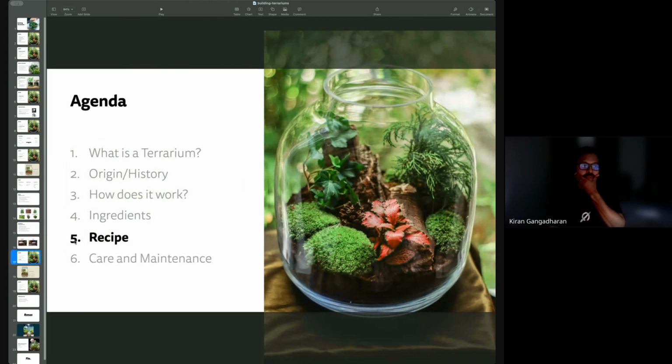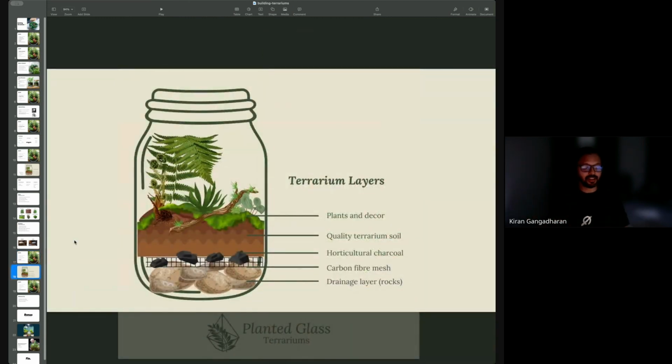Given that we have looked at different things, the layers of the medium, the plants, and the fauna, essentially you would layer it up like this, like I mentioned earlier already.